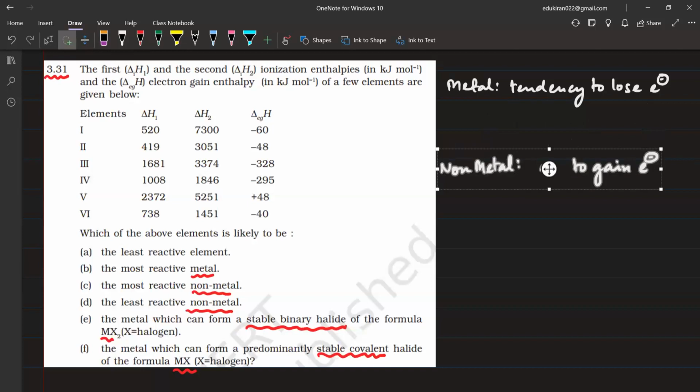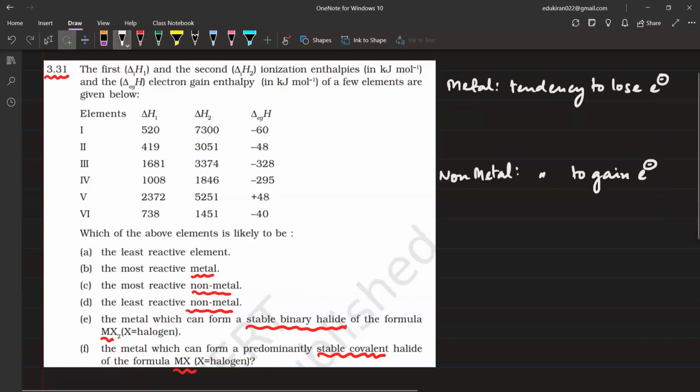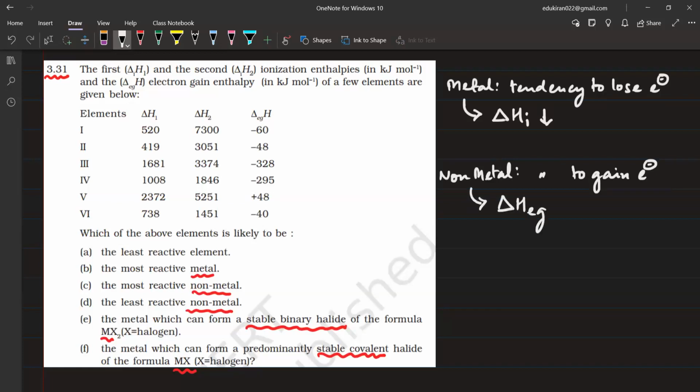If a metal has a tendency to lose electrons, that means it will easily lose electrons and its ionization enthalpy, delta H, will be low. A non-metal has a tendency to gain electrons. That means their electron gain enthalpy, delta H eg, will be highly negative. That means they are very happy to accept electrons. And similarly, a metal has a tendency to lose electrons, so its ionization enthalpy will be pretty low. Is this clear, all of you? Please tell me, guys, yes or no?